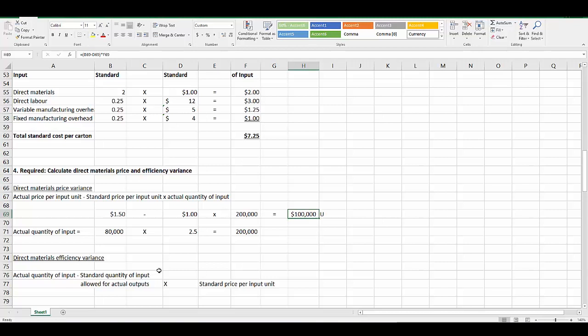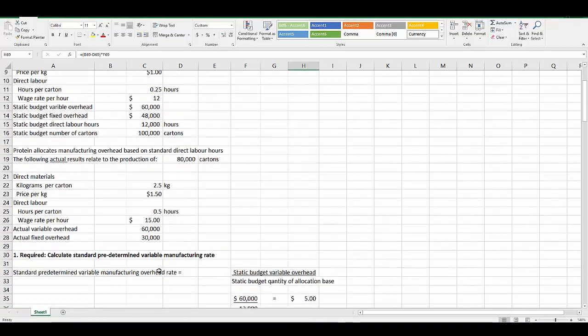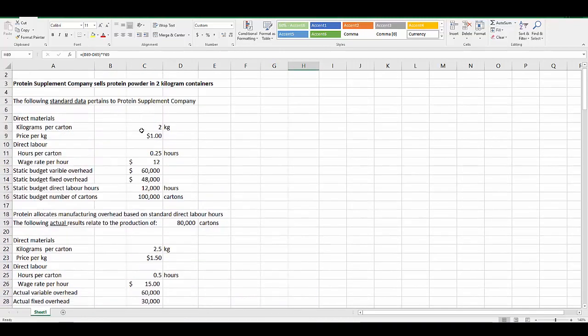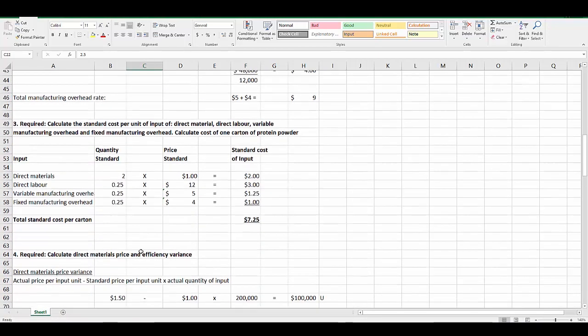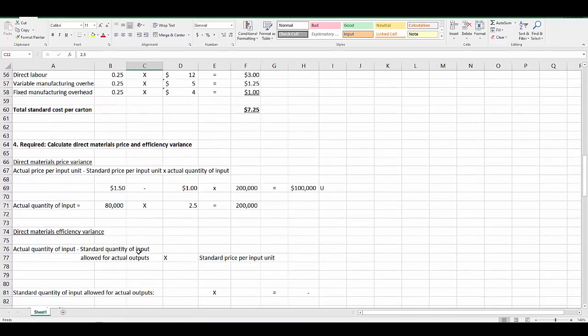Now we want to look at what are the implications, what are the costs associated with using more materials per carton than we had planned, because we know from up here the standard data would tell us that it would be 2 kilograms per carton, but in fact we actually used 2.5. So that's what we're doing. When we talk about efficiency, we're looking at, did we use more material than we had planned under our standard budgeted information. So we're going to look at the efficiency.